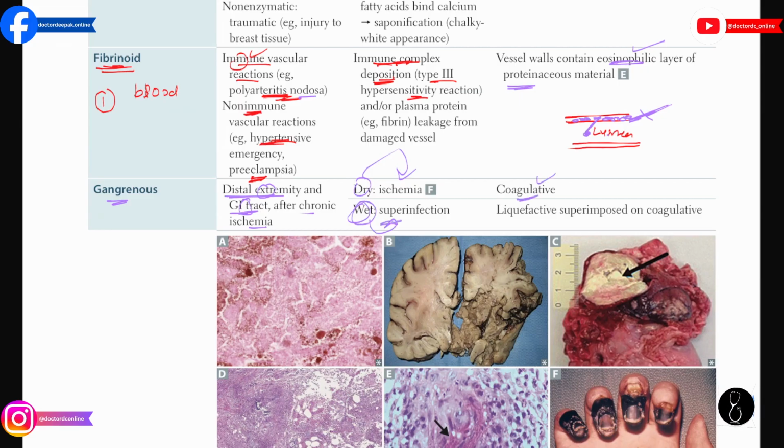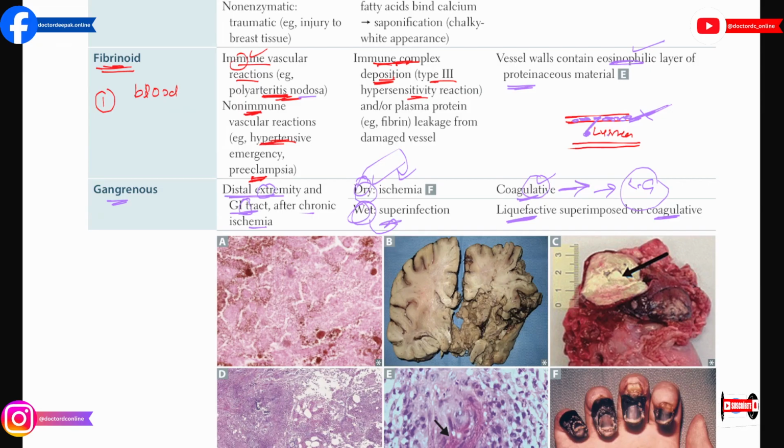In wet ischemia, you have to keep in mind, it is basically liquefactive necrosis, which is superimposed on coagulative necrosis. If they ask what is wet gangrenous necrosis, you will say the person first gets coagulative necrosis, and on the coagulative necrosis, if you get liquefactive necrosis, it will become wet. Because coagulative necrosis is a coagulation of proteins, you will get dry necrosis. But if on that necrosis you get liquefactive necrosis, it becomes wet. So these are the important points.